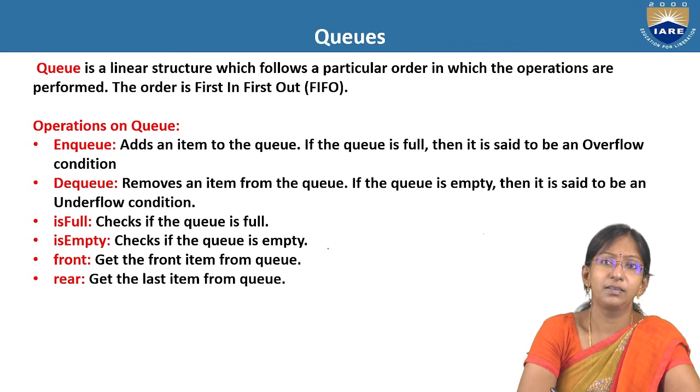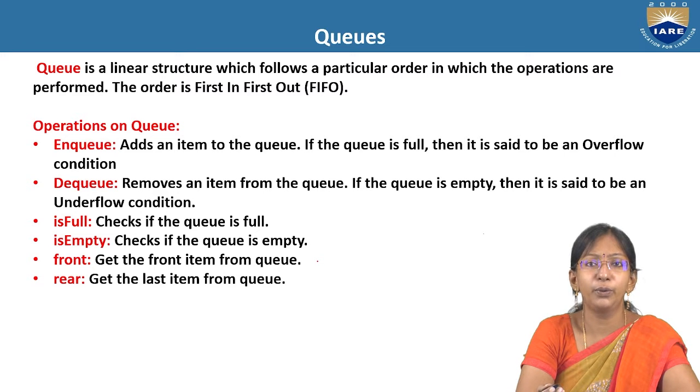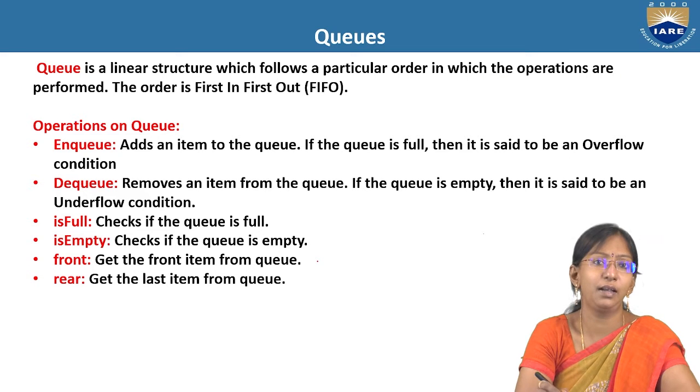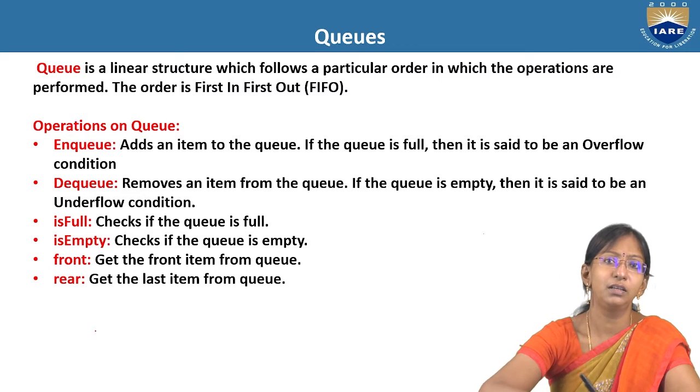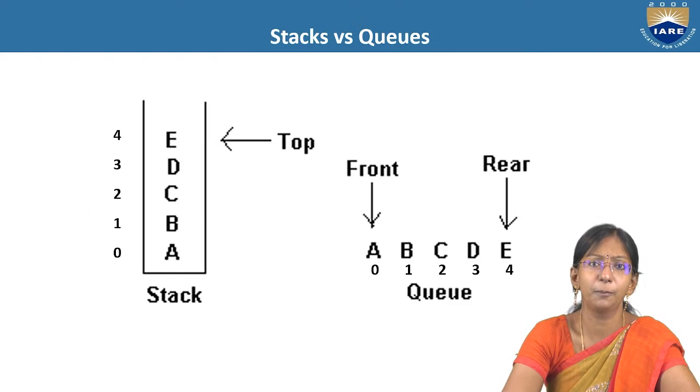Next, front. Front is the function which is going to retrieve the element pointed by the front, and rear is a function which is used to retrieve the element pointed by the rear pointer. These are the overall 6 functions that we can perform on queues. Let's have a look at them one by one.